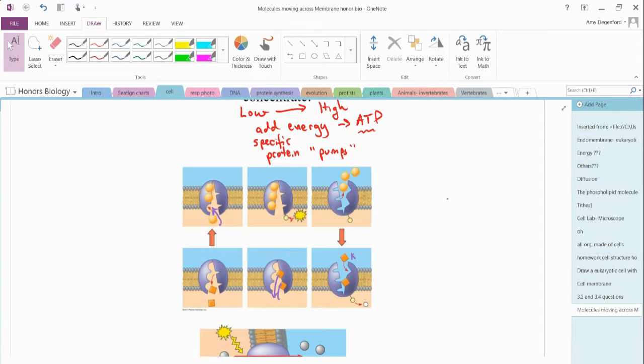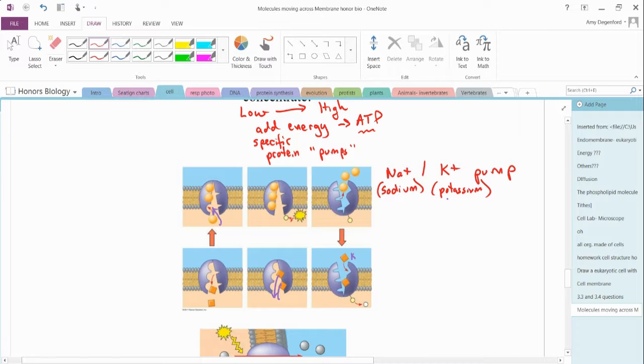For instance, the classic example here would be the sodium potassium pump. And that's how you say it, the sodium potassium pump. And annoyingly, the Na is sodium, and the K is potassium. These are the Latin and Greek derivations.